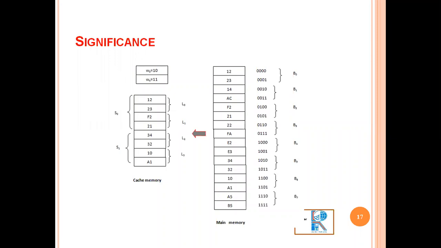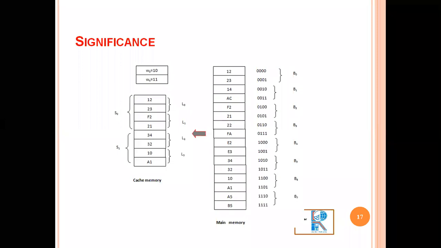That means it takes the advantage of both the direct mapping and the fully associative mapping. So most modern computers actually use this set associative mapping.